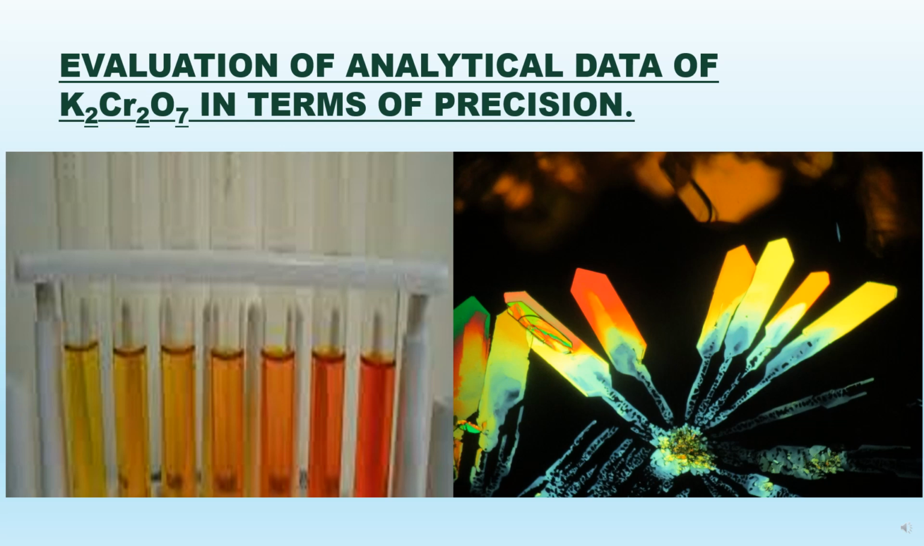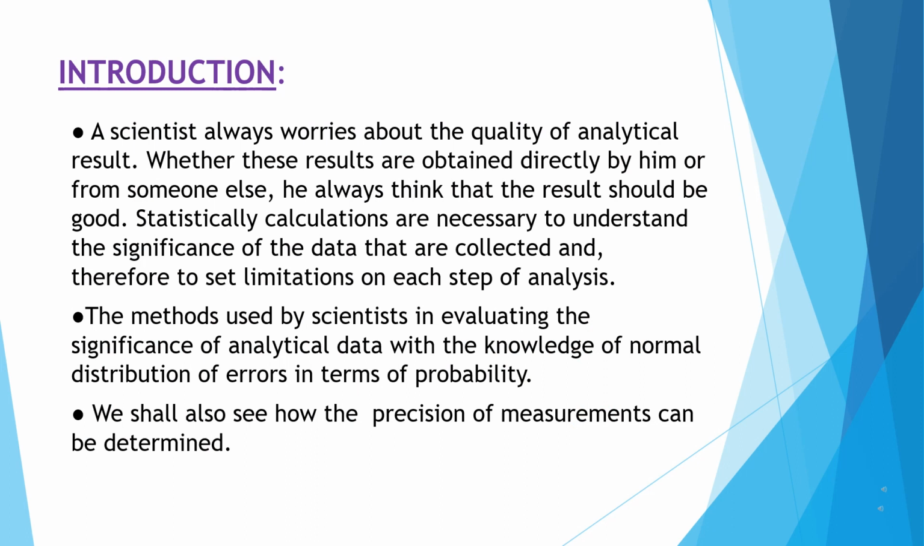Today we will discuss evaluation of analytical data of potassium dichromate in terms of precision. Introduction. A scientist always worries about the quality of analytical result, whether these results are obtained directly by him or from someone else. He always thinks that the results should be good.